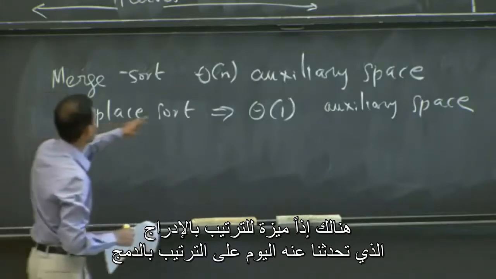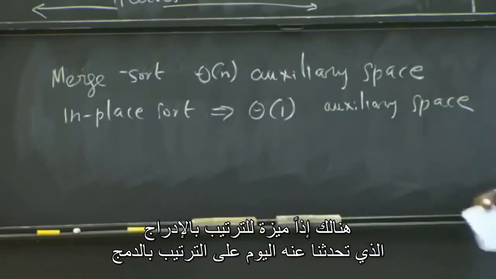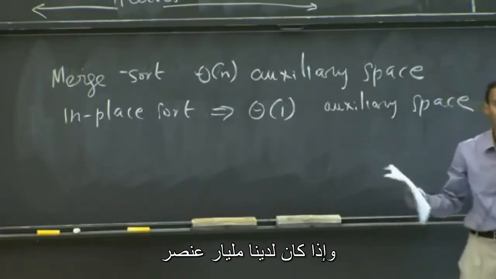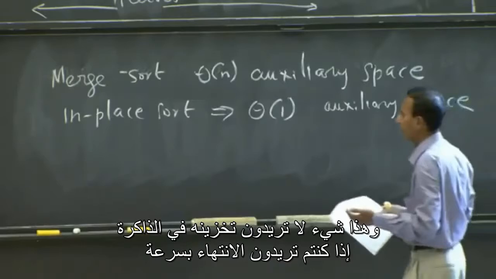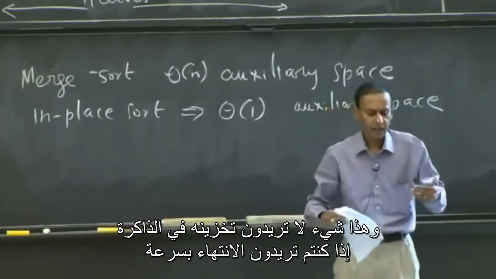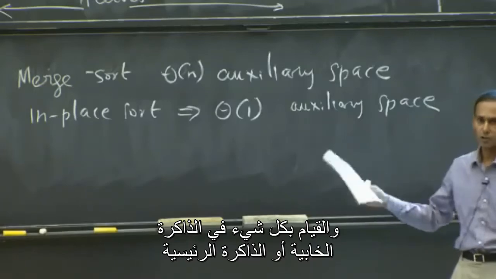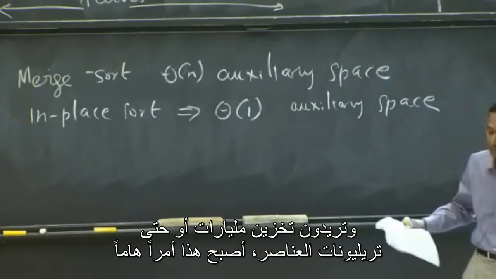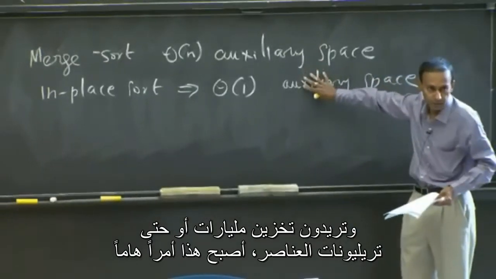So there is an advantage of the version of insertion sort we've talked about today over merge sort. If you have a billion elements, that's potentially something you don't want to store in memory. If you want to do something really fast and do everything in cache or main memory, and you want to sort billions or maybe even trillions of items, this becomes an important consideration.